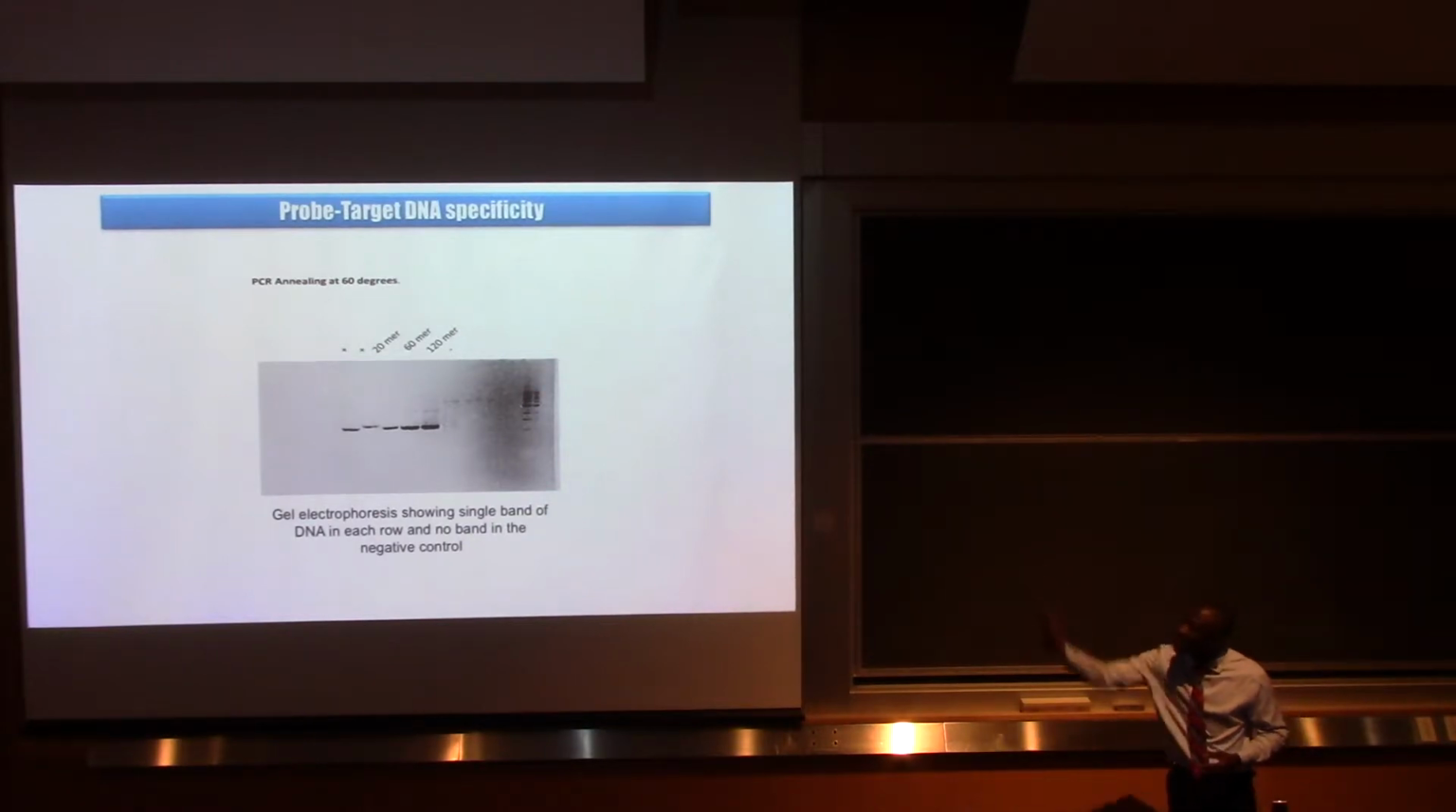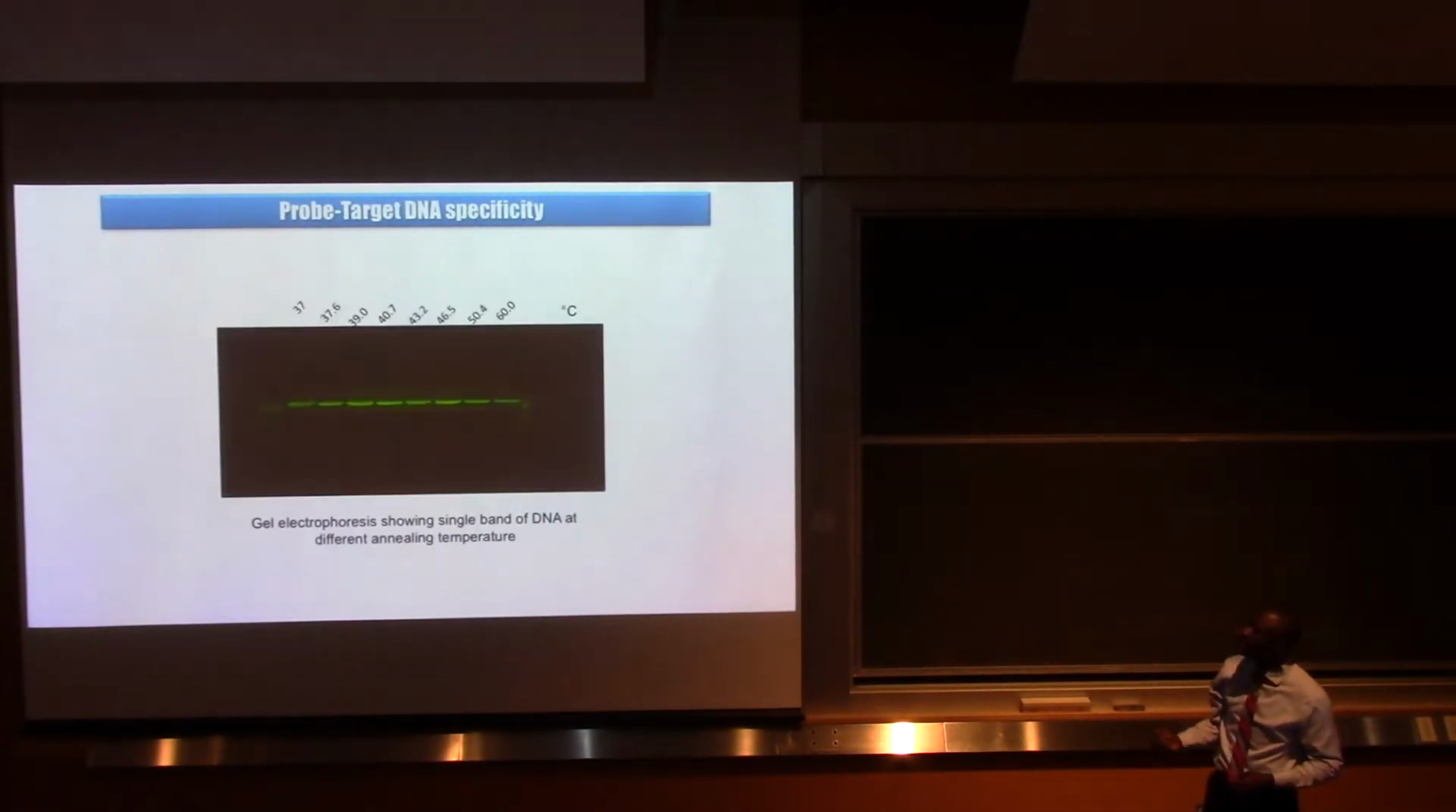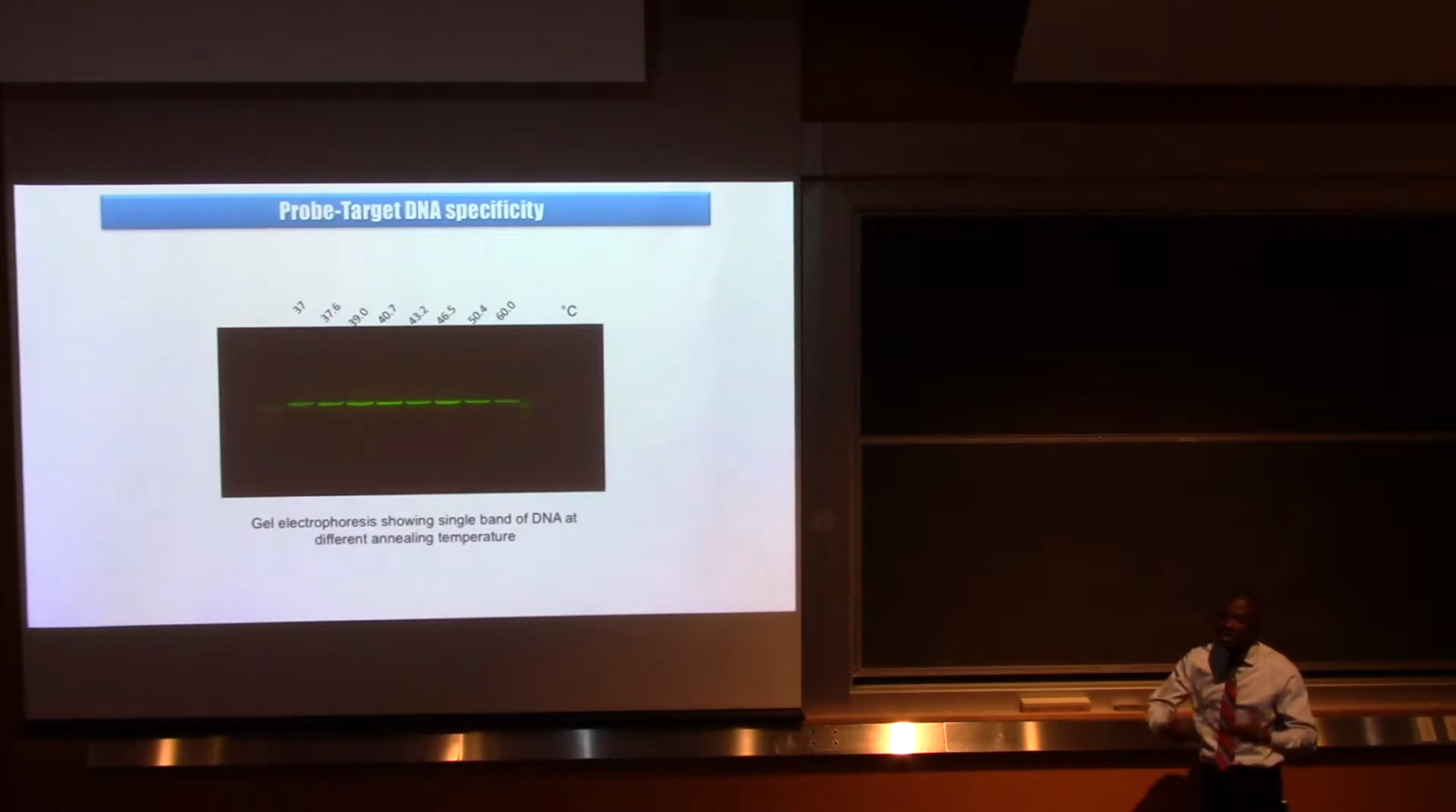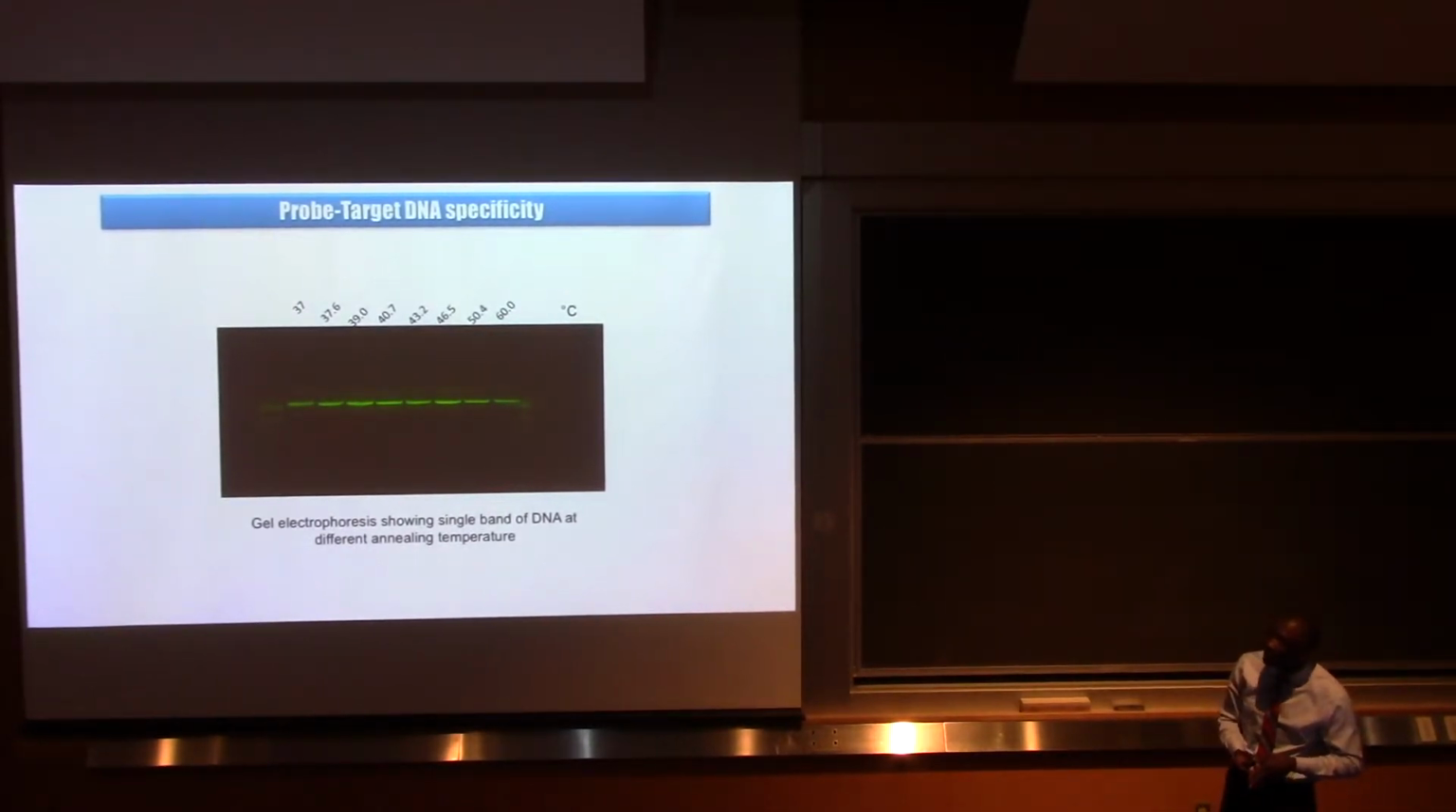So we took just the 20 mer and annealed it at different temperatures to see whether, at different temperatures, the probe can attach to the specific target of the DNA of Streptococcus pneumoniae. And as you can see, we have only single bands on the gel electrophoresis. This suggests that our probe is specific to its target DNA of Streptococcus pneumoniae.